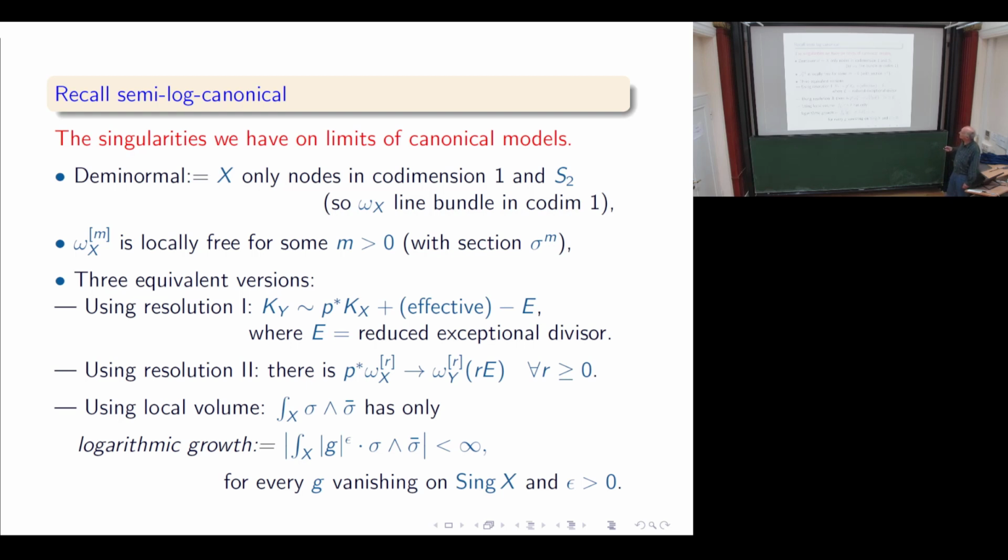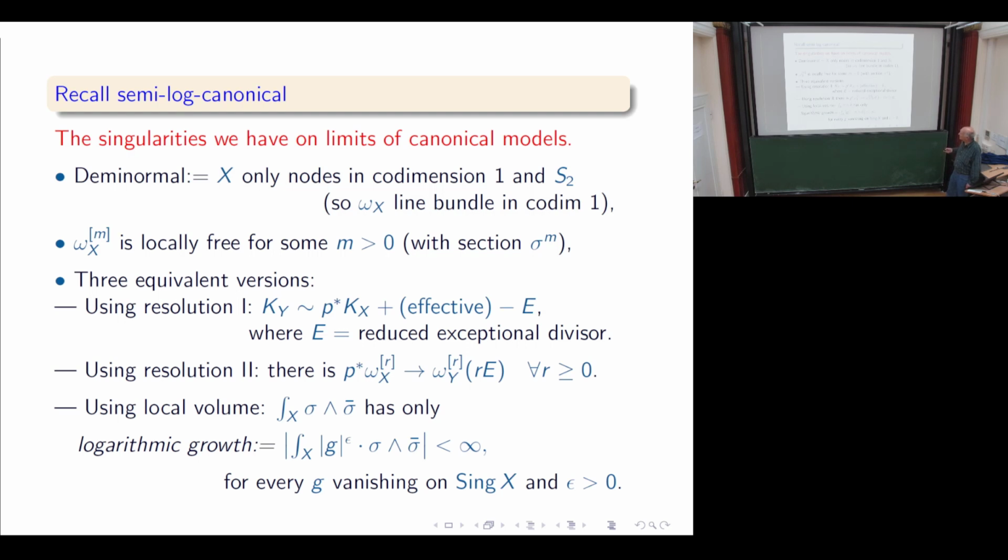I use a resolution: if Y → X is a resolution, then the canonical class upstairs is the pullback of the canonical class plus effective. You see, for smooth things this must happen. But now I allow simple poles. So A is the reduced divisor. Then an equivalent formulation is that you can pull back the powers of the dualizing sheaf, again with simple poles. So for the r-th power, of course I can have r-fold poles.